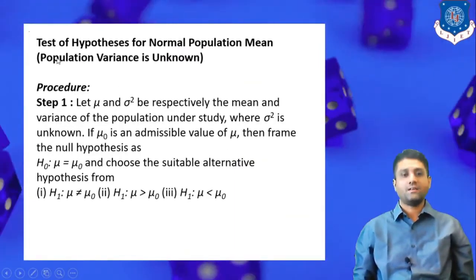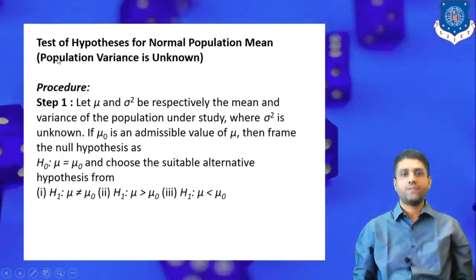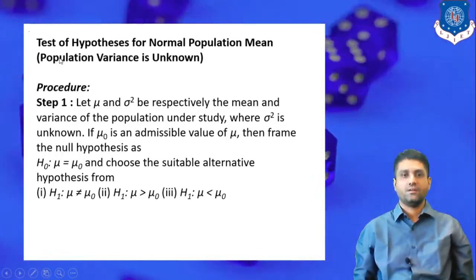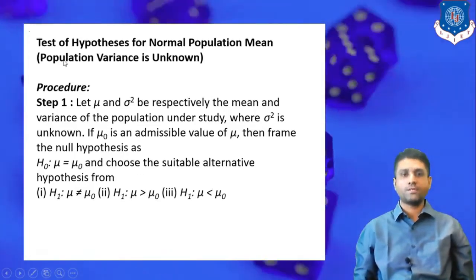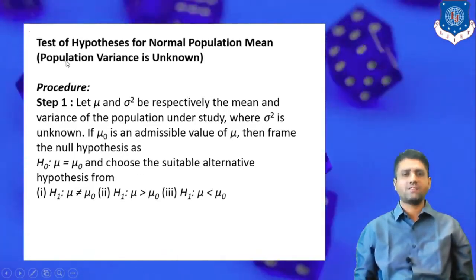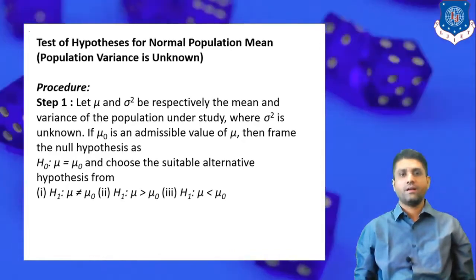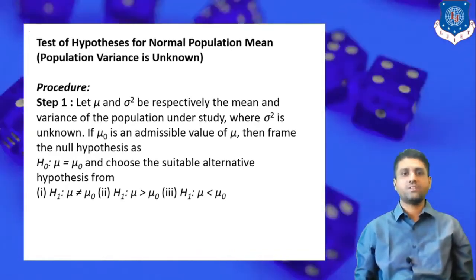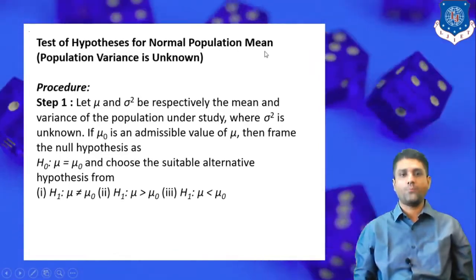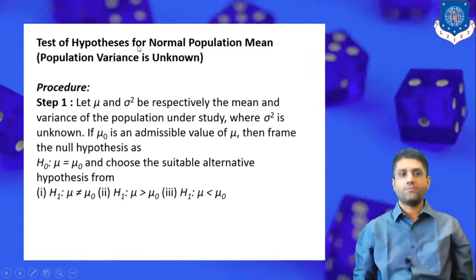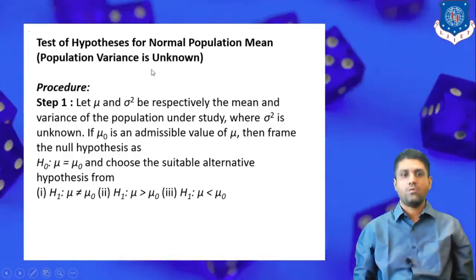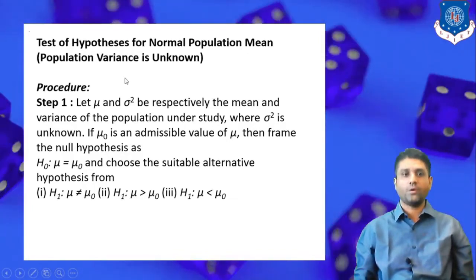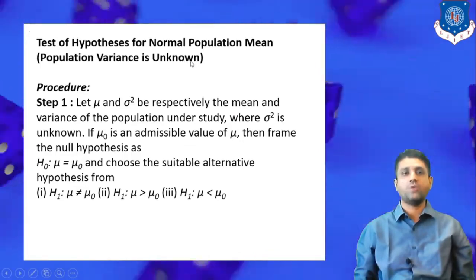So let's start the procedure for how we can check the t-test. The procedure, that is the testing of hypothesis, is almost the same; there is just a minor variation in how we select the t-statistic. So, the test of hypothesis for normal population means. Remember the first thing: the t-test is applicable to check the mean. This test is used particularly when the population variance is unknown.